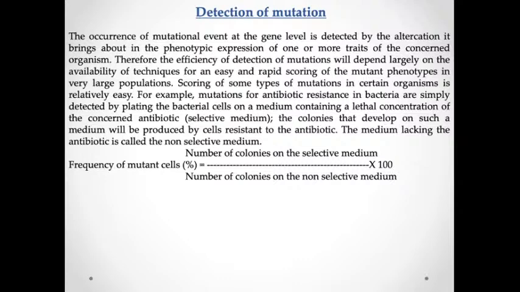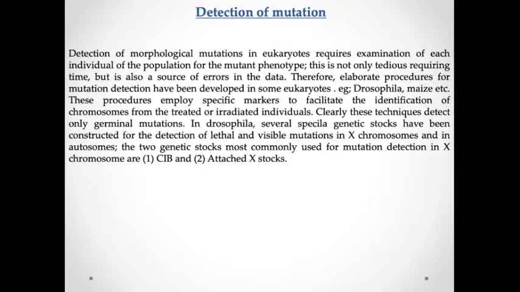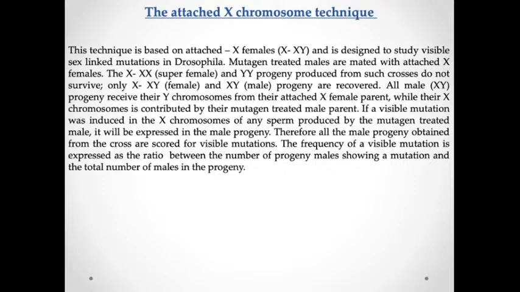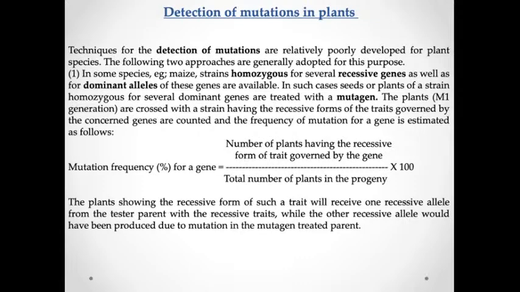So how can you detect this mutation? For detection, you calculate the number of mutated colonies on the selective medium and the total number of colonies on the non-selective medium, and then multiply by 100. You can calculate the frequency of mutant cells in that case. There are two techniques, including the CIB technique, which I will discuss at the end of your lecture.